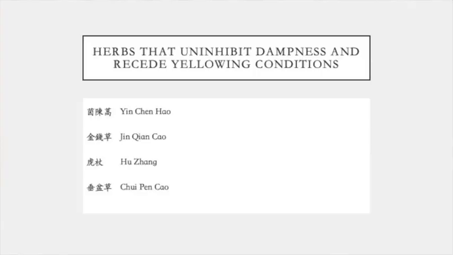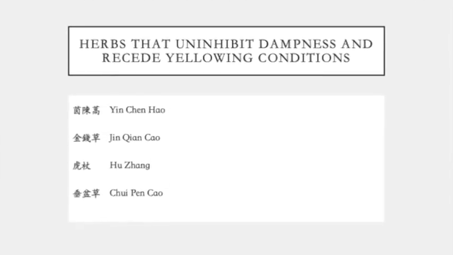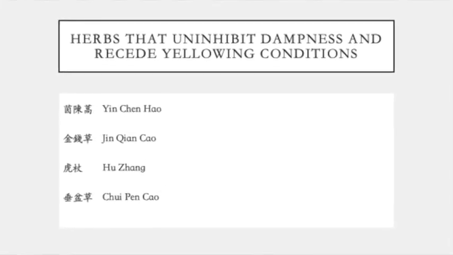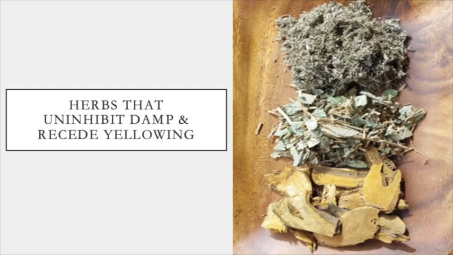On this slide, we have herbs that are said to uninhibit dampness and recede yellowing. And recede yellowing basically means they're affecting jaundice. They're affecting that when there's dampness that's been kind of clogging the pipes, clogging the liver, the gallbladder, there's bile backup, there's dampness and heat backup. To uninhibit this dampness allows all the pathways to flow, allows the liver and the gallbladder's function to return to normal. So not only is there not dampness in the body, but there's not this idea of yellowing or jaundice happening.